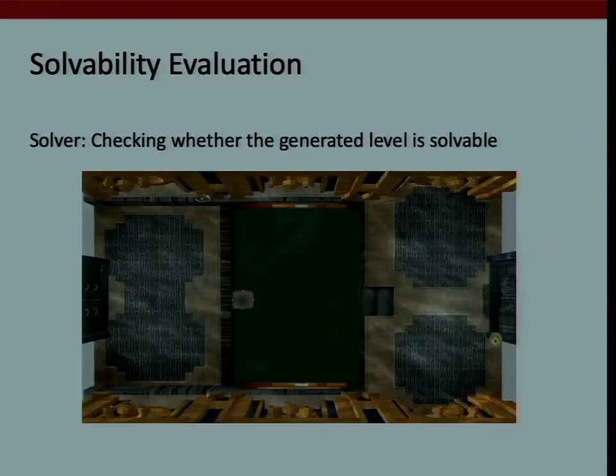For checking solvability, we developed a solver module that checks whether the generated level is solvable by checking 5 constraints. First, these 4 points should be unique within a level. Second, there should be a path from the starting point to the pairing point, and from the pairing point to the moving platform. And for the moving platform, there should be a way to the other side of the level, and there is a way from this point to the exit point of the level.